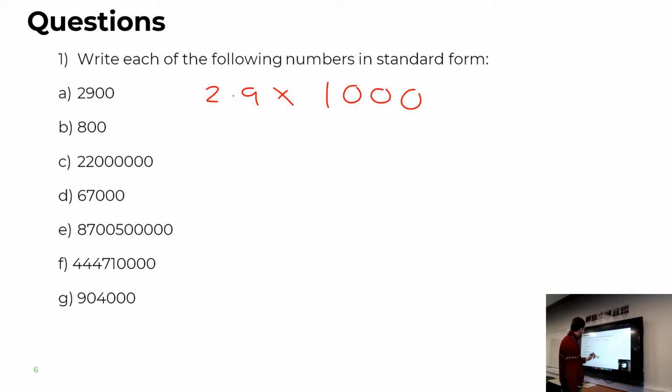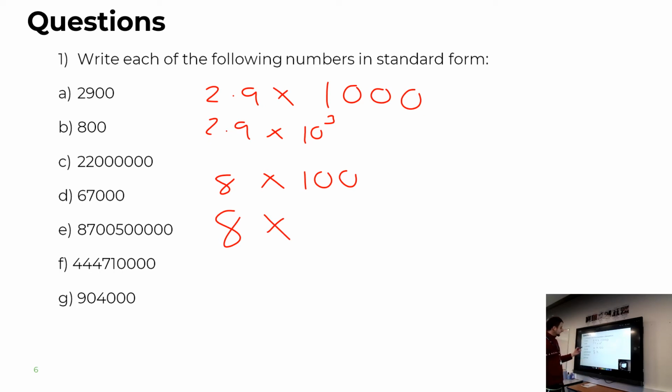Okay, we also need this in index form. So it'll be 2.9 times 10, since we have 3 zeros, so this puts 3 over there. Then we have 800. So 800 is the same as 8, which is a number between 1 and 10, times 100. Okay, so in index form, we base it on 10, and we've got 2 zeros, so 10 raised to 2.